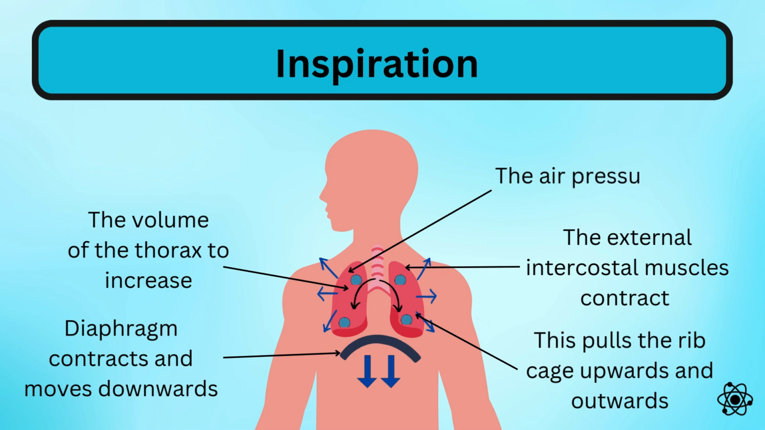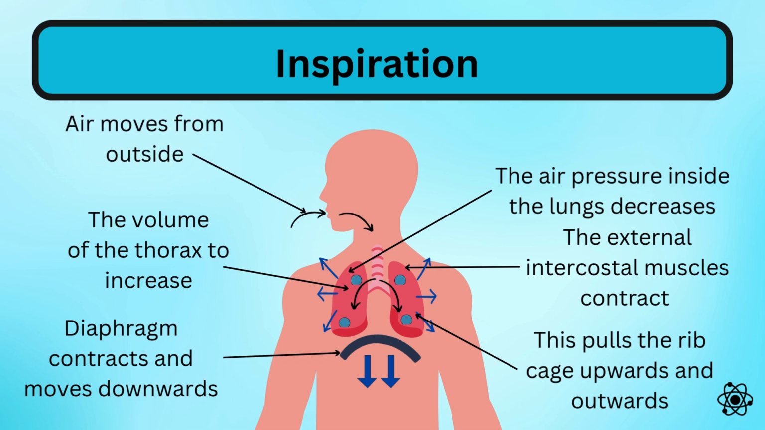When the volume of the thorax increases, the air pressure inside the lungs decreases. This is because the force exerted by the movement of gas molecules inside the lungs against the walls is lower since there is more space. Therefore, pressure inside the lungs is lower in comparison to the surrounding air. Therefore, air moves into the lungs from outside.